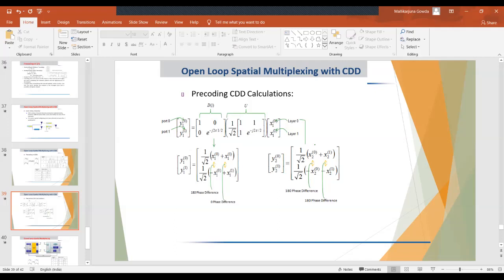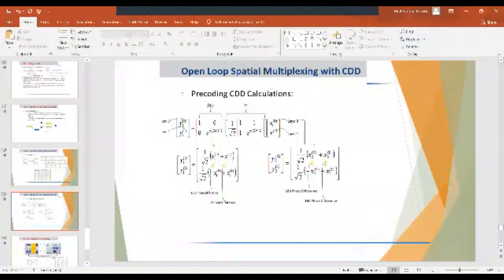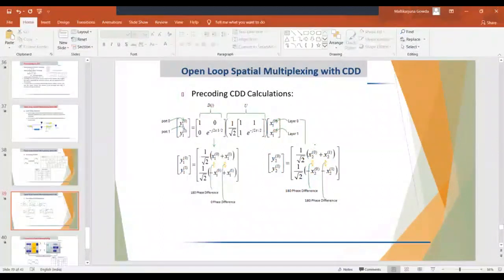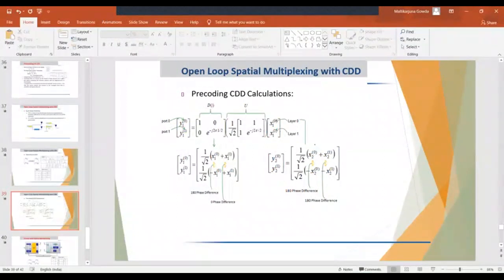See, between these two sequences, right? I said in CDD, cyclic delay diversity, right? So there, see, these two sequences will have 180 degree phase shift, and these two will have 0 degree phase difference, right? x1 to the power of 0, and minus x1 to the power of 0. So it indicates there is a phase shift of 180 degree. And x1 of 1 and x1 of 1 in two received streams will have the 0 degree phase difference.